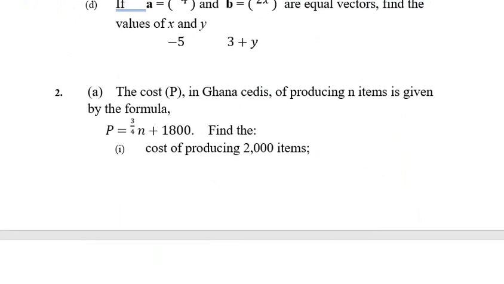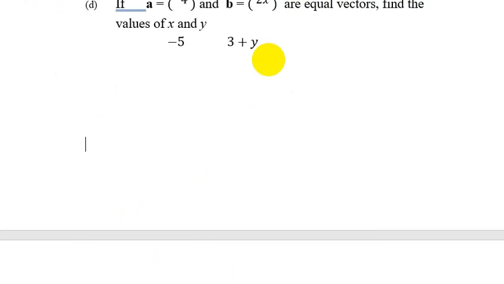Now let's move to the D. Let's move to D. Now D for question 1, 2016 says that if A is (4, -5) and B is (2x, 3 + y), equate, it says, are equal vectors. Find x and find y.